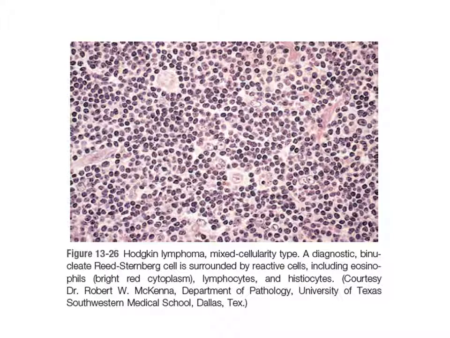This is another picture, Hodgkin lymphoma, mixed cellularity type. A diagnostic binucleate Reed-Sternberg cell is surrounded by reactive cells including eosinophils, with bright red cytoplasm, lymphocytes and histiocytes. So this is mixed cellularity type.